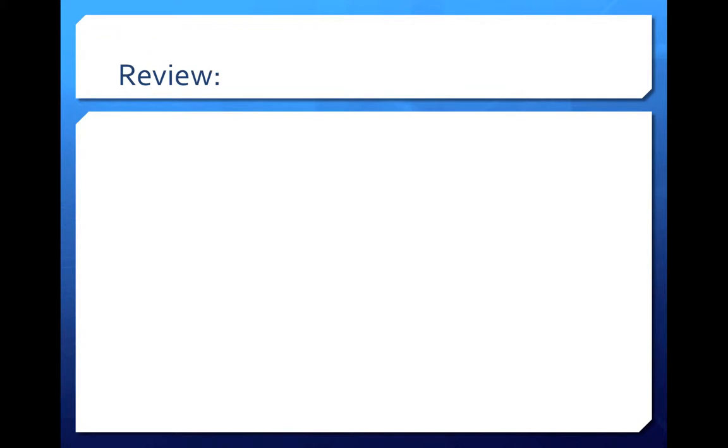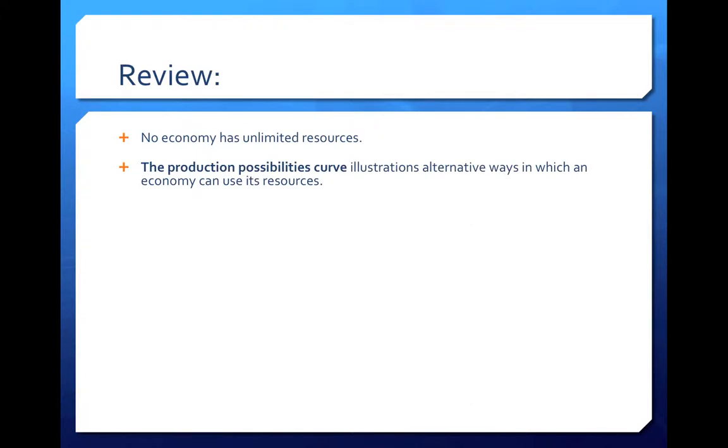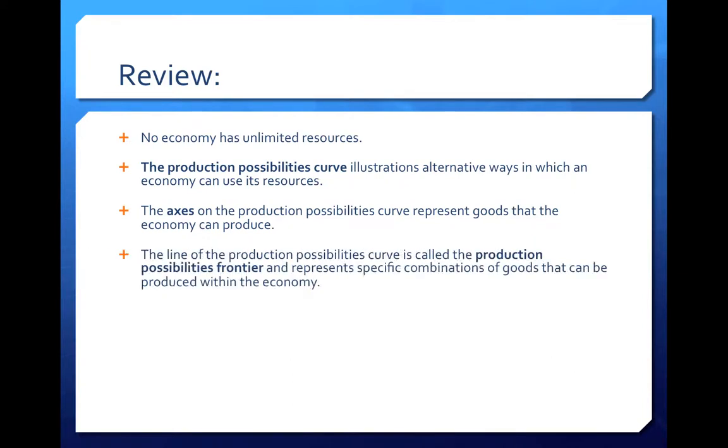So, to review, no economy has unlimited resources. The production possibilities curve illustrates alternative ways in which an economy can use its resources. The axis on the production possibilities curve represents goods that an economy can produce. The line of the production possibilities curve, called the production possibilities frontier, represents specific combinations of goods that can be produced within the economy.